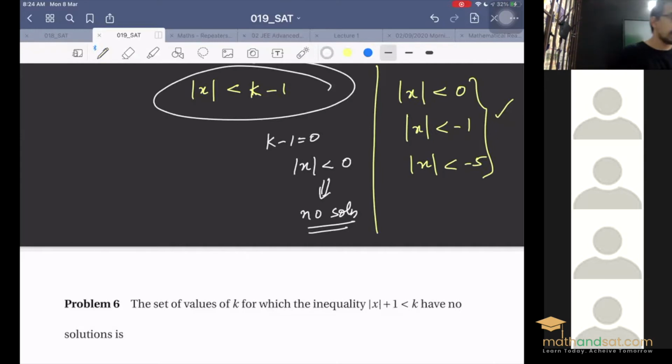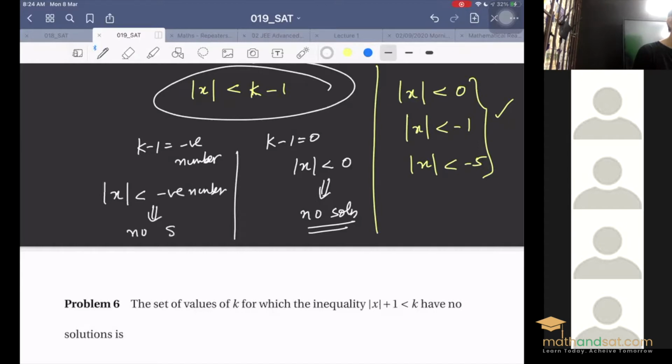Right? Suppose k minus 1 is some negative number. So, mod x is less than some negative number. In this case also, there is no solution. Because, you know, mod x can never be a negative number. It can never be less than a negative number. Got it?